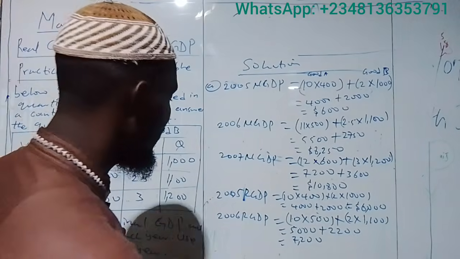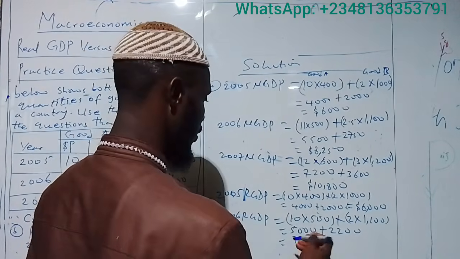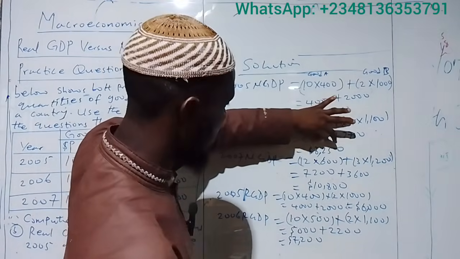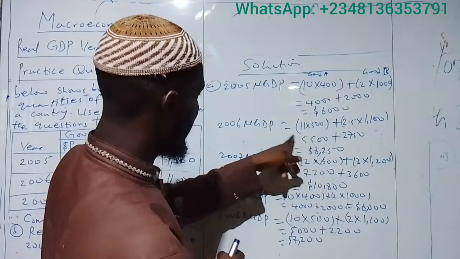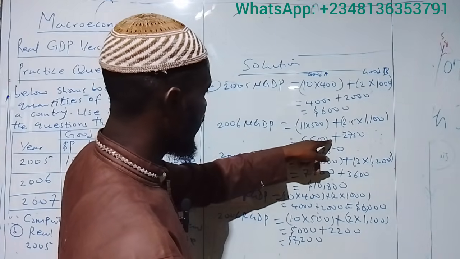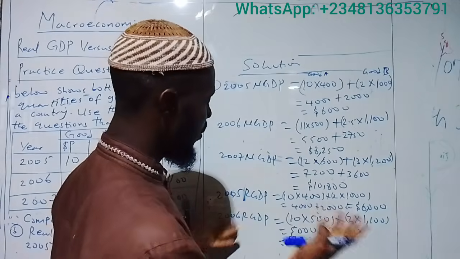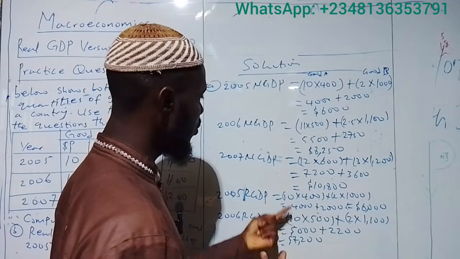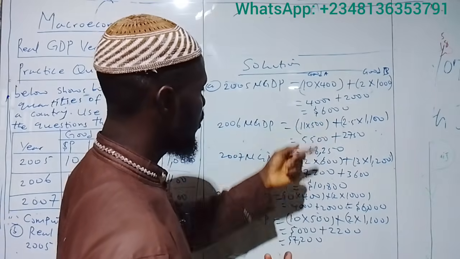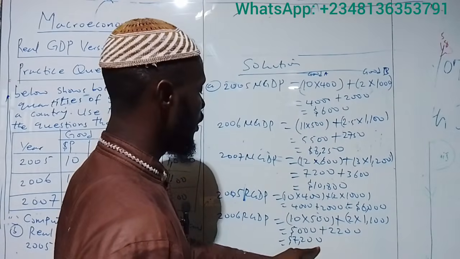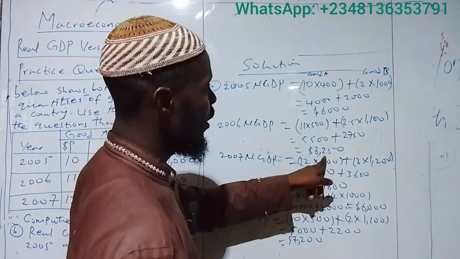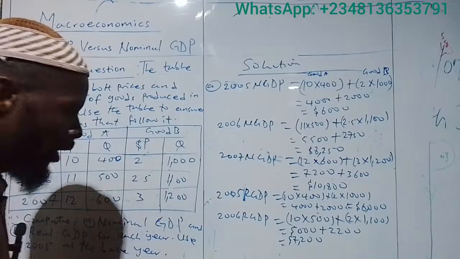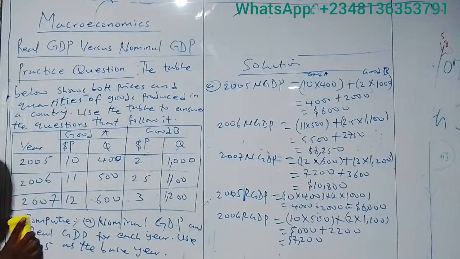Okay, you can see when you compare real GDP 2006 and nominal GDP 2006, you can see the difference. Meaning that GDP in 2006 has been overstated due to the increase in the price level, and in actual sense, real GDP has only increased from 6,000 to 7,200, not from 6,000 to 8,250 US dollars.